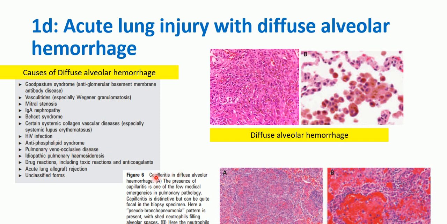Now there is a finding like capillaritis. The presence of capillaritis is one of the few medical emergencies in pulmonary pathology. It is distinctive, but it can be quite focal, and there are neutrophils within the alveolar wall, and they do not go into the lumen, along with a lot of hemorrhage. So this is a case of capillaritis in diffuse alveolar hemorrhage.